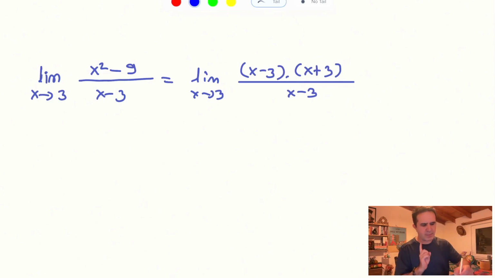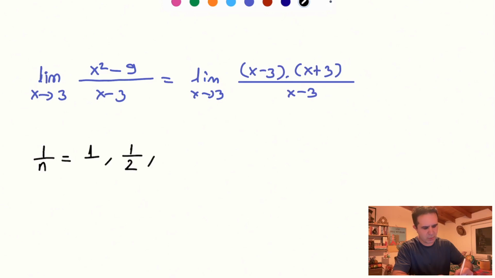For example, I will give you an example of a sequence. Think of the sequence 1 over n. This is very, very important for you to understand limits. Now, we have a sequence of 1 over n. This means that the first number is 1 over 1, which is equal to 1. The second number is 1 over 2, then 1 over 3, 1 over 4.